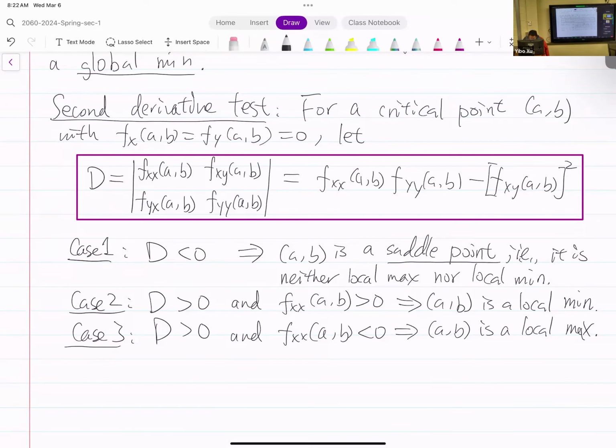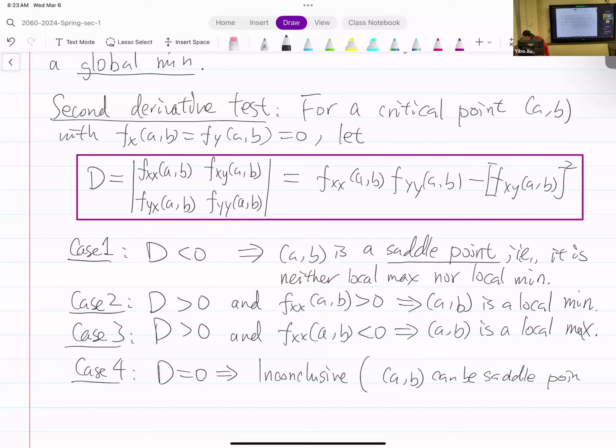And now finally, case 4. If cap D is 0, then we cannot really conclude anything. Inconclusive. So this is the hard case. So basically, AB can be saddle point, local max or local min. So we cannot really tell what that point AB is. Okay.